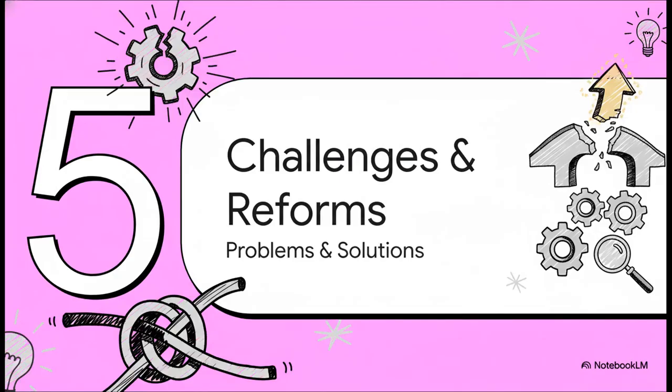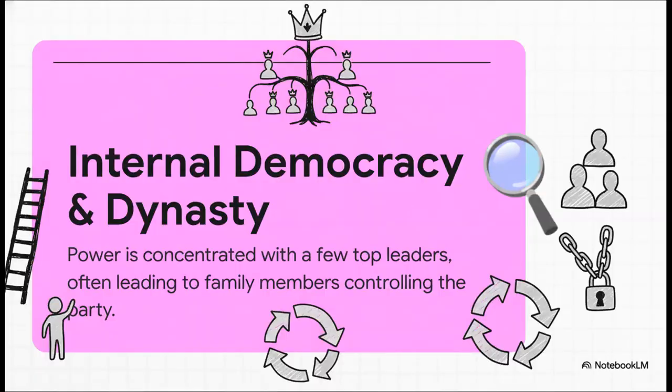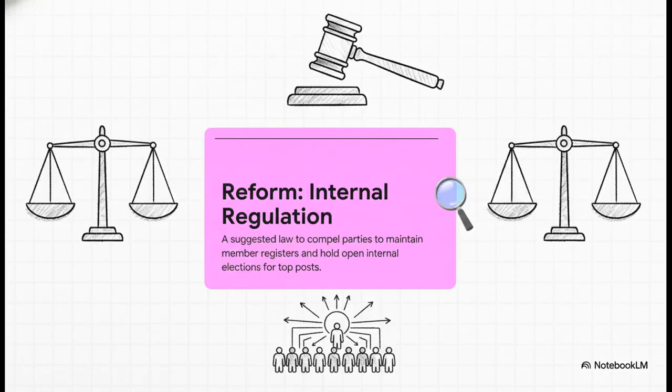So here's a crucial point. While parties are absolutely necessary, they are not perfect. Let's take a look at the challenges they face and some of the reforms that have been suggested. The first major challenge is that parties often don't practice democracy within their own structures. This can lead to a situation called dynastic succession, where top positions are passed down within the members of just one family. So, what's the solution?